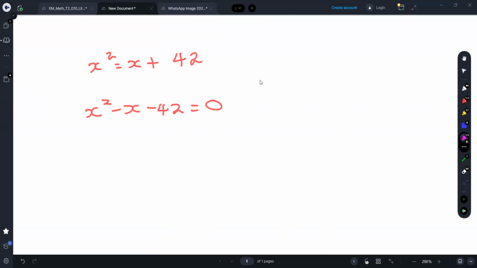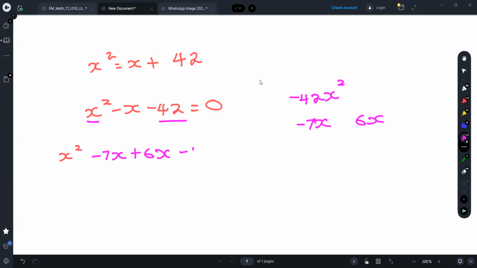Then I can multiply these two, which gives minus 42 X squared. What are the factors? I can take 7 into 6, 6 into 7 is 42. Then minus 7 into plus 6. Then I can write X squared minus 7X plus 6X minus 42 equals 0.